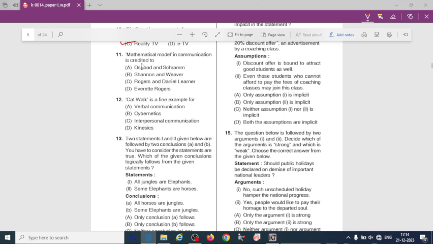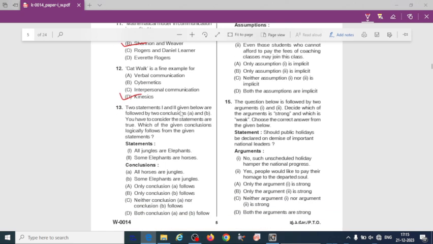Mathematical model in communication is credited to Osgood, Schramm, Shannon and Weaver, Rogers and Daniel Lerner, Everett Rogers. Option B is correct, Shannon and Weaver. Catwalk is a fine example for verbal, cybernetics, interpersonal, kinesics. Question 12, option D.